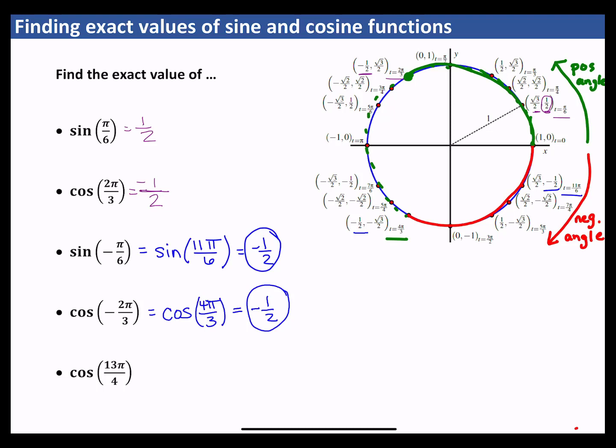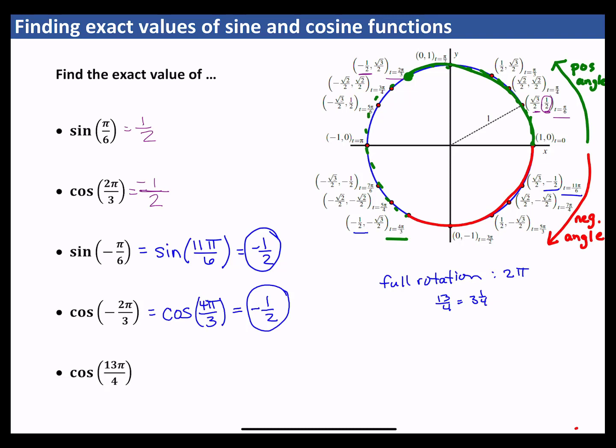The next thing we want to do is think about how to evaluate a function at an angle that is larger than 2 pi. For example, if we want to find the cosine of 13 pi over 4, we have to keep in mind that a full rotation around the circle is 2 pi, and because 13 divided by 4 is 3 1/4, we know that 13 pi over 4 is greater than 2 pi.